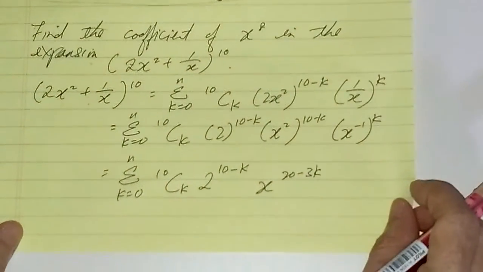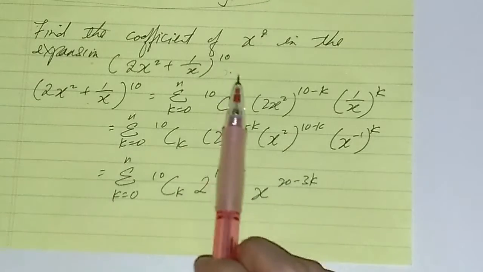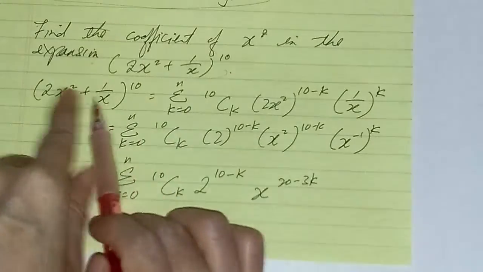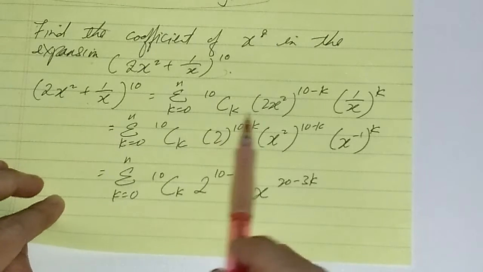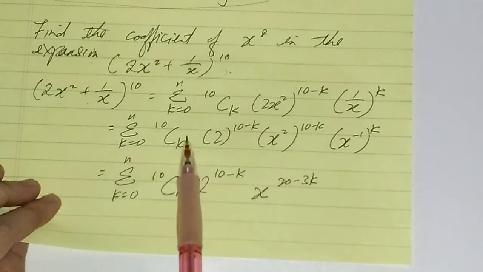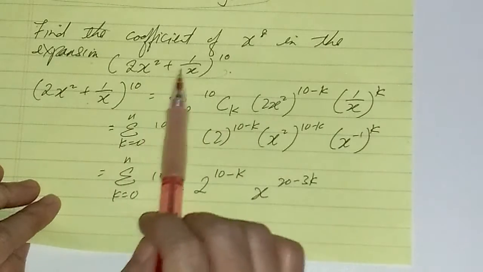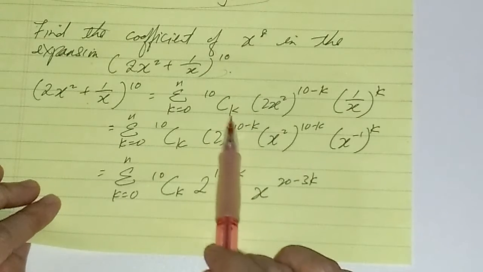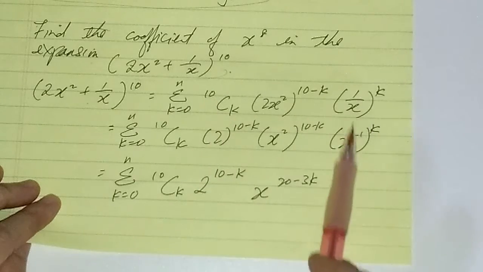I'll just show you one example. If you're asked to find the coefficient of power 8 for this expansion, how do you find it? It will be somewhere in between when you expand it. But if you use the binomial theorem, you'll be quicker to get the answer. So just use the binomial theorem. I do not know which term is going to give me power 8, so I just leave it as k. So n is 10, and k, I do not know which term, I just leave it.